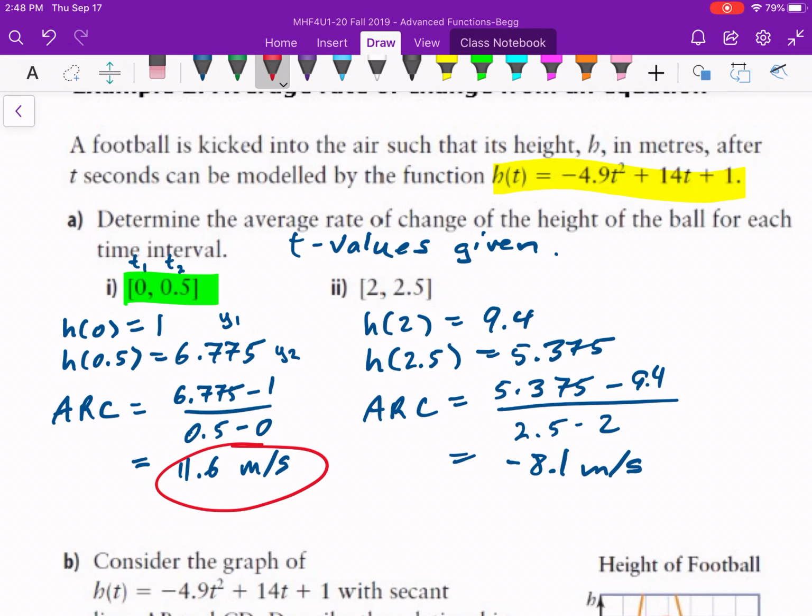Once we get to time 2 seconds to 2.5 seconds, again, I calculated the y values that go along with it. So here's y1, here's y2, plug them into the slope formula, and work it out. And for this one, we got negative 8.1 meters per second. So in other words, we've passed the peak of the ball. The ball must be falling back to Earth at least by 2.5 seconds, and it's changing at a rate of negative 8.1 meters per second. It's falling now at a rate of 8.1 meters per second.